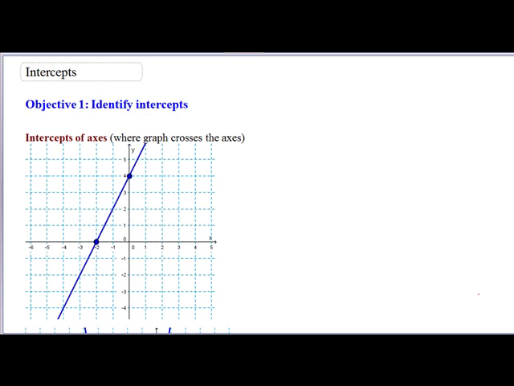So let's look at this graph. In this graph, I have two intercepts. One crosses the y-axis. So this point here we call the y-intercept. Let's write it down. This is y-intercept. Since this point here crosses the x-axis, we call this point right here the x-intercept.